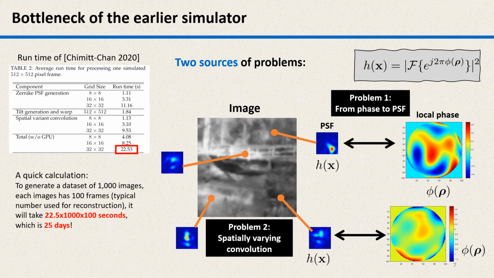A quick calculation here will tell you that to simulate a proper training dataset for image reconstruction, it will take more than 20 days. There are mainly two bottlenecks that significantly slow down the simulation. Firstly, for every pixel location, you need to calculate a Fourier transform to form the point spread function. Then, you will need to calculate the spatially varying convolution.